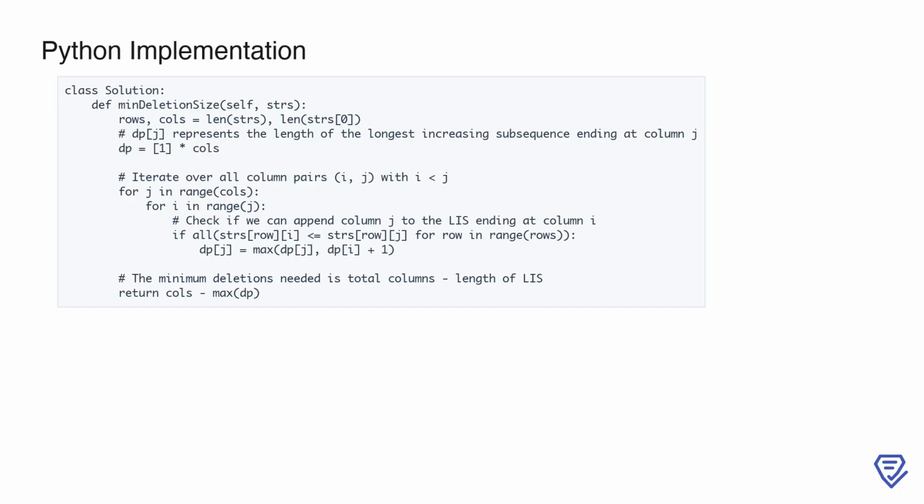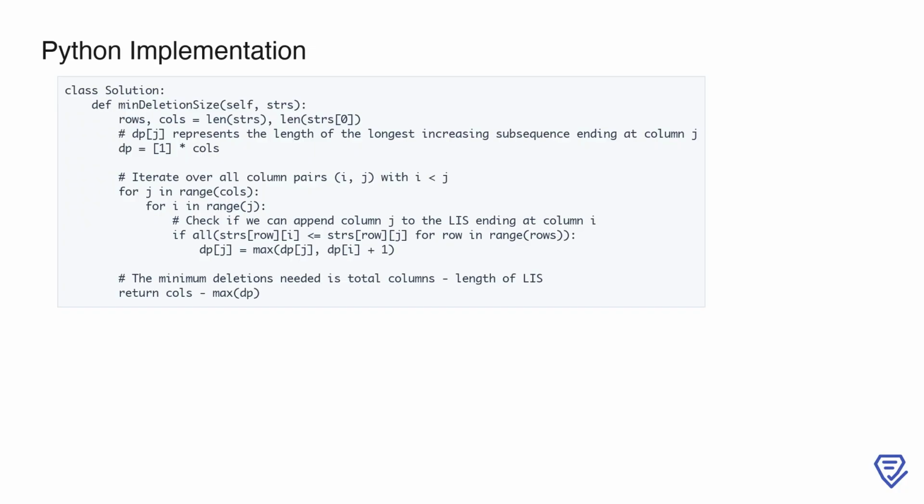For each pair, we check if column j can extend the LIS ending at column i. This involves verifying that for every row, the character in column i is less than or equal to the character in column j. If this condition is satisfied, we update dp[j] to be the maximum of its current value or dp[i] plus 1.